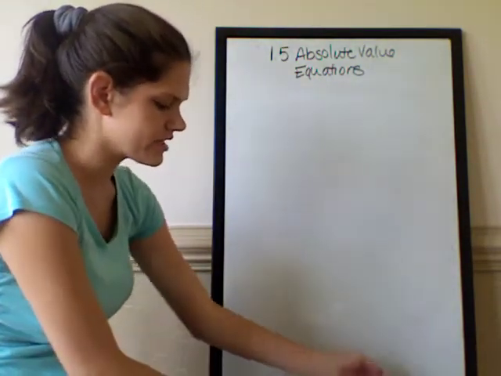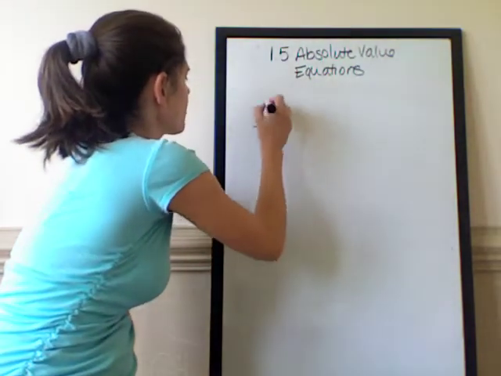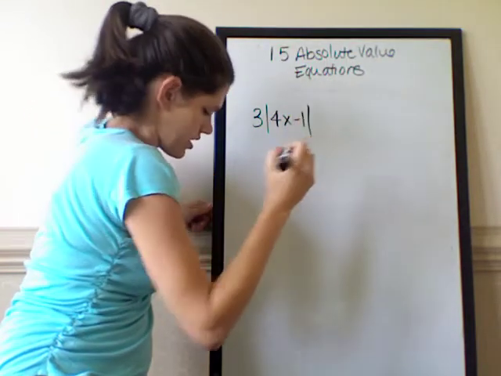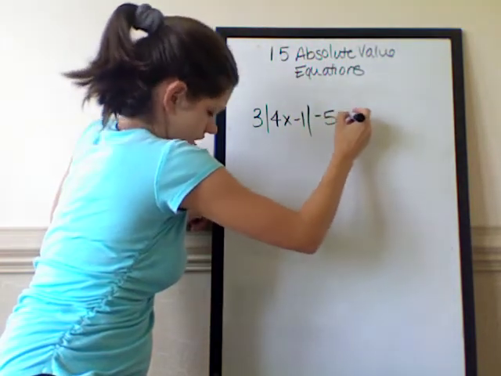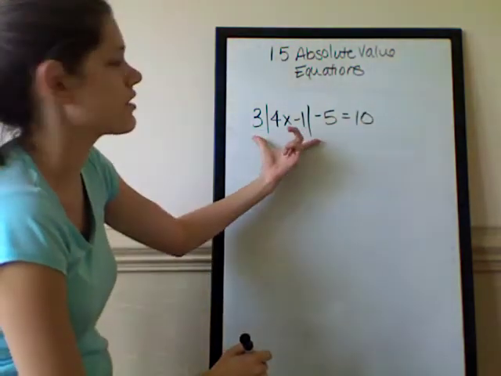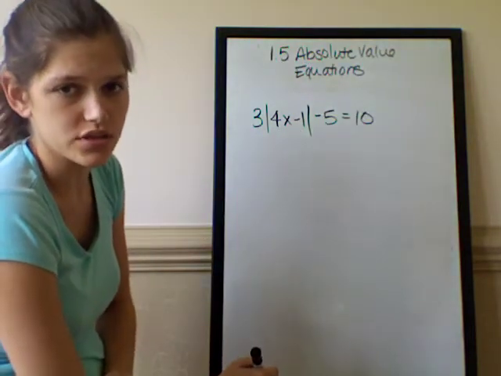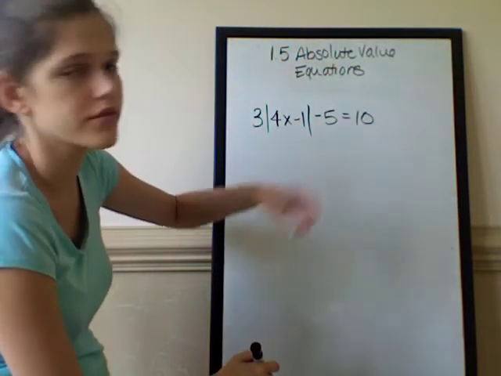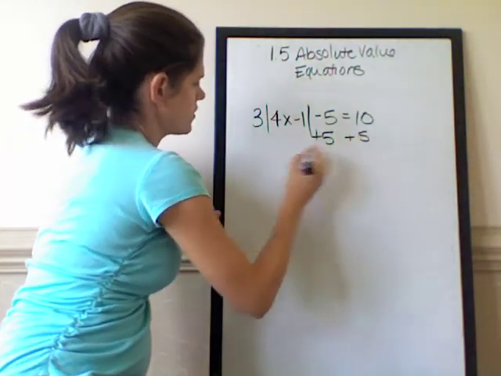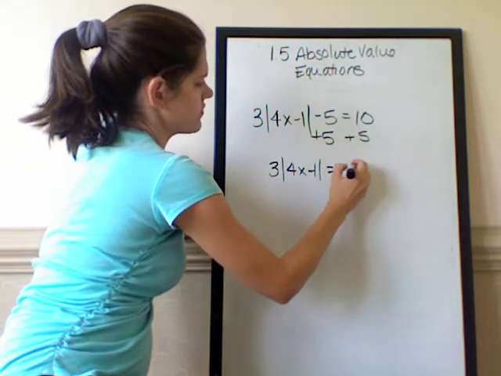Alright, now we're going to get into some multi-step absolute value equations. So, I have 3 absolute value 4x minus 1 minus 5 equals 10. Okay, as you notice, there's 2 things that I must get rid of here in order for the absolute value to be alone. That's why it's called a multi-step. So, first thing I gotta get rid of is that 5. So I'm going to add 5. So 3 absolute value 4x minus 1 equals 15.